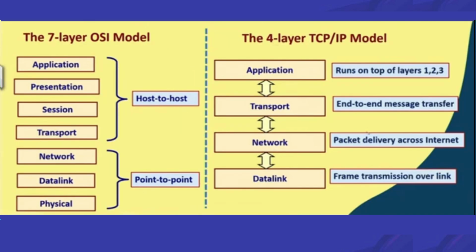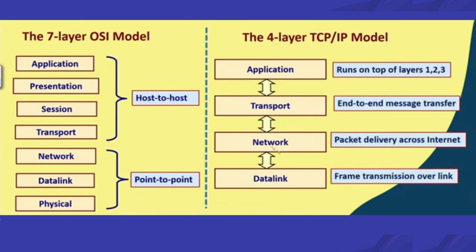Here you see the 7-layer model on the left and the 4-layer TCP/IP model on the right. In the 7-layer model, as I mentioned, the lower 3 layers are the point to point layers and the upper 4 layers are host to host layers. Now, in the TCP/IP, what they have done, they have simplified it: all the upper 4 host to host layers, they have integrated in a single application layer.